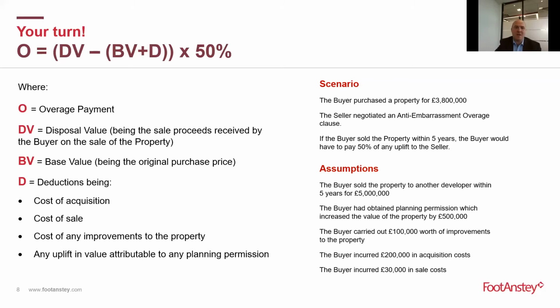So under this overage scenario, the buyer purchased a property for £3.8 million, is now selling the property for £5 million. Anti-embarrassment overage applies, and we've also listed a number of deductions that need to be made, and of course the formula is at the top of the screen there.